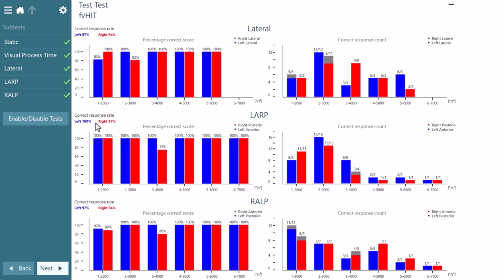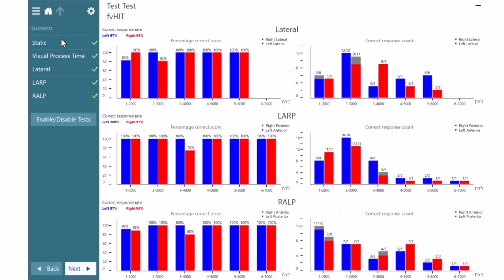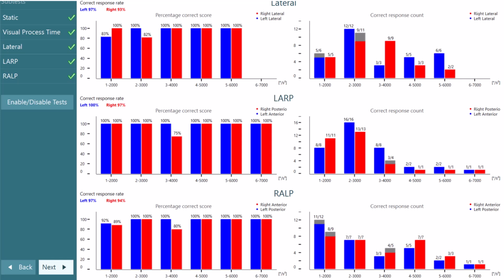One of those is called the average correct response rate. We've got the percentage correct score, and then the correct response count. And these three items are really going to be your focus of attention when you collect data on a patient, because they will help you determine good next steps for how to get that patient feeling better and improving in their symptoms. So let's break it down. We're going to go real slow, step by step, in kind of the order that I have been using this test on in my patients.